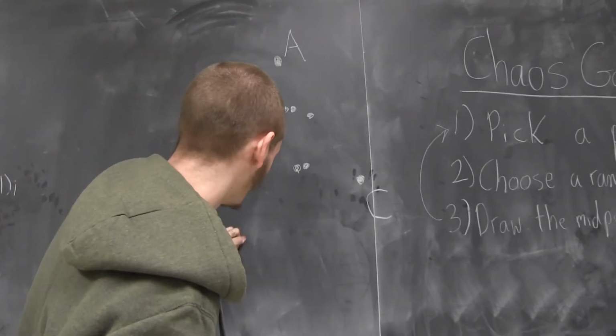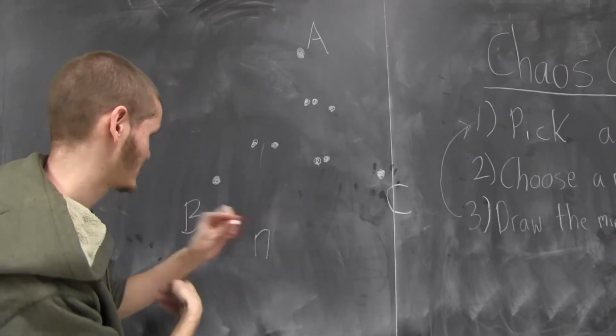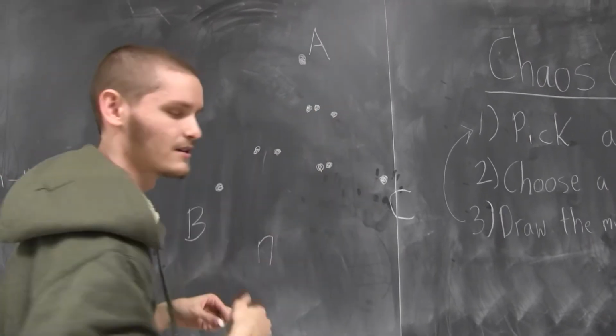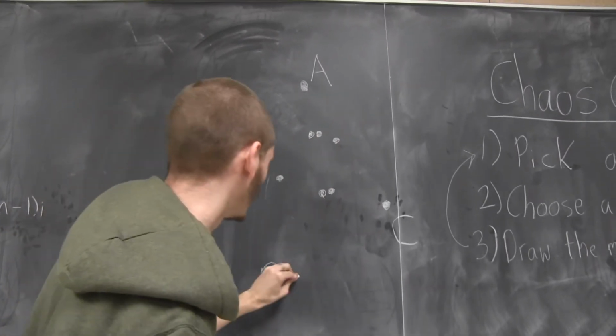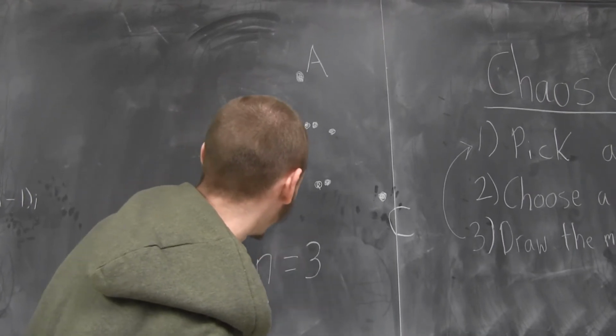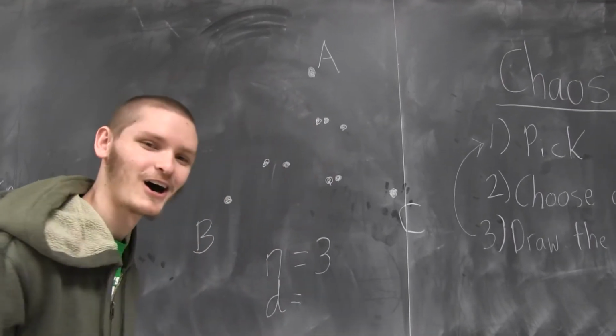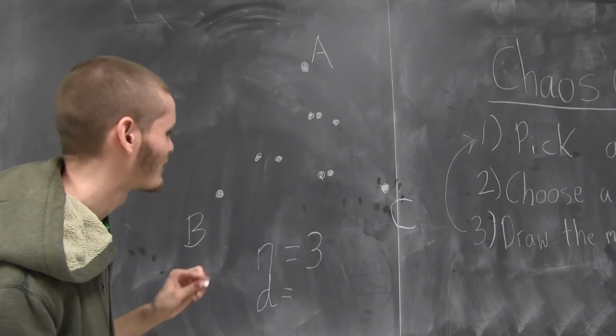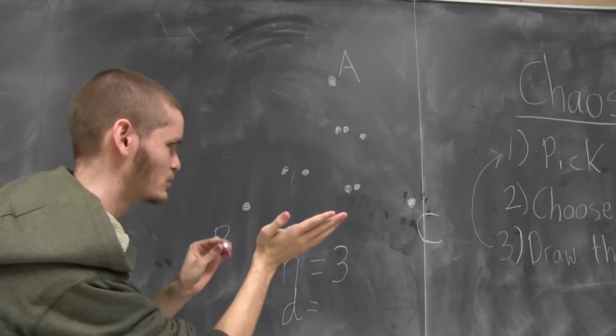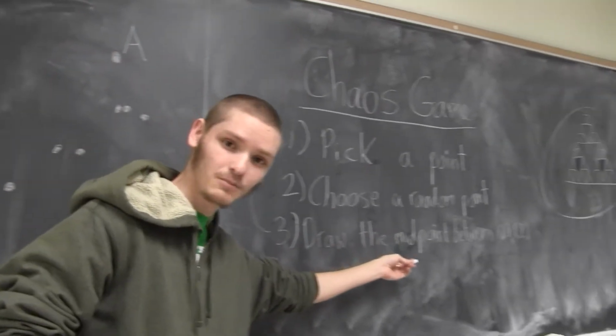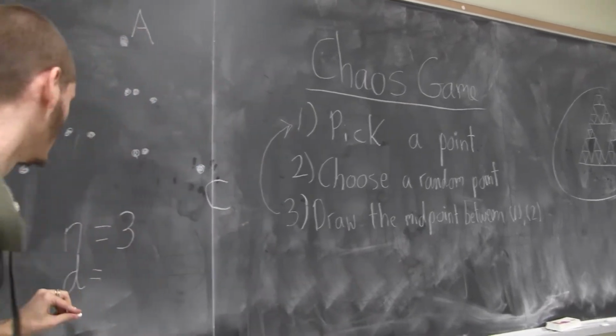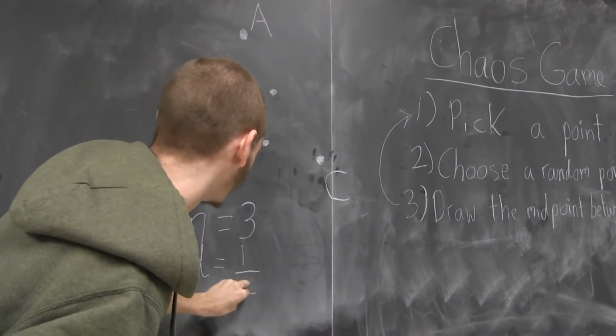We're going to have the parameter n, which symbolizes the number of vertices. So in this case, we have a triangle, A, B, and C, so n equals 3. And my second parameter, I call it hop distance, d, and that represents how far you're going when you jump. So for example, here we have the midpoint, so hop distance would be 1/2, because you're going half the way between the points.